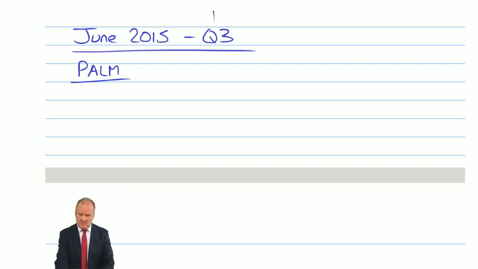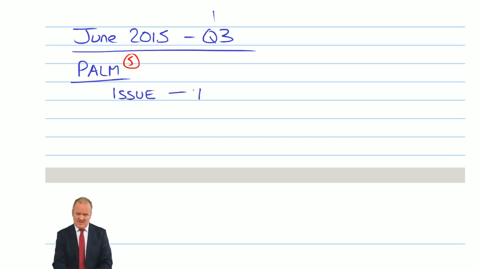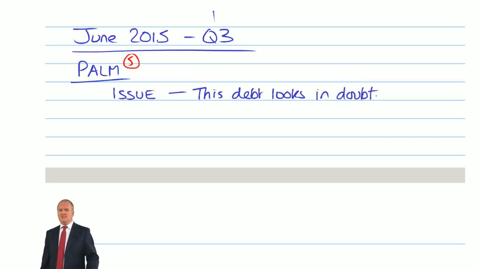Five marks available. What is the issue? The issue is that this debt looks in doubt. I'm not saying it definitely won't be received, but clearly if there is a dispute, that is a doubt.